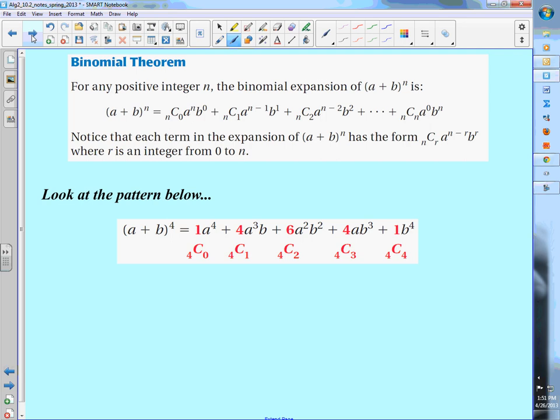But this is what I'm really concerned with. Can you use Pascal's triangle to expand a binomial? And we talked about it briefly earlier in the course. The power n is the row on Pascal's triangle.